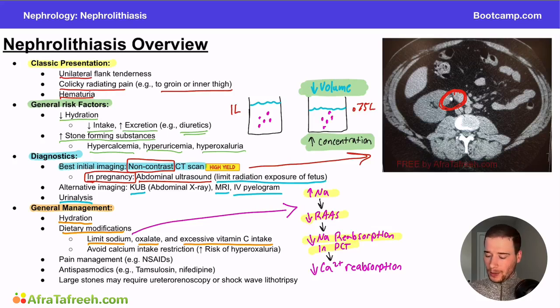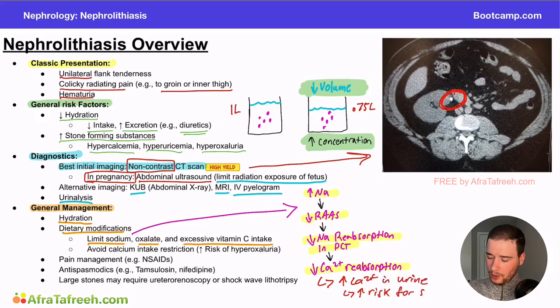And this is important because bringing back less sodium causes less reabsorption of calcium. Remember from our series on the nephron transporters, sodium reabsorption and calcium reabsorption are tied indirectly in the nephron. And so bringing back less of one, sodium in this case, brings back less of another. And what does that do? Well, if we have less calcium reabsorption into the body, we have more calcium left in the urine. This is going to increase our risk for stone formation. And so that's why limiting sodium is actually helpful for limiting the risk of stones in some patients.